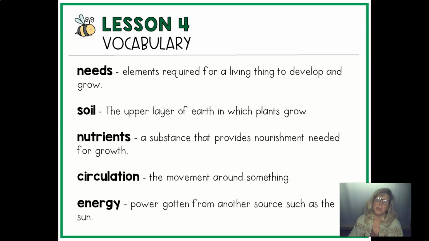All right, some of the vocabulary that we'll encounter in our needs portion of today's lesson is needs. Those are the elements required for a living thing to develop and grow. Soil would be the upper layer of earth in which plants grow. Nutrients, a substance that provides nourishment needed for growth. Circulation is the movement around something. Energy is the power gotten from another source, such as the sun.